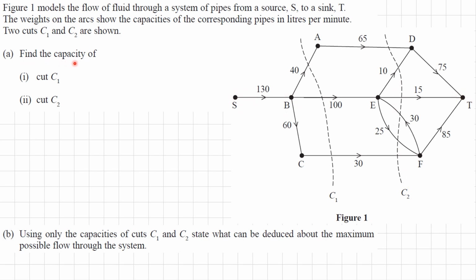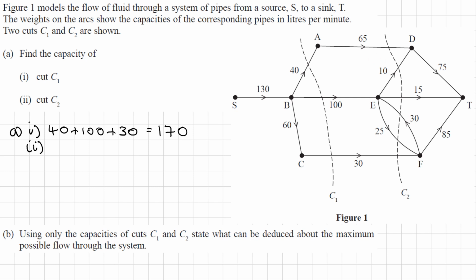Part A, what we need to do is to find the capacity of, first of all, in part 1, cut C1. What we need to consider is the capacities of the arcs flowing into that cut, and I'll just highlight them so you can see them. So we've got 40, we've got 100 flowing into the cut, and we've also got 30 here. So we want the sum of those, so 40 plus 100 plus 30, so that gives us a capacity of 170.